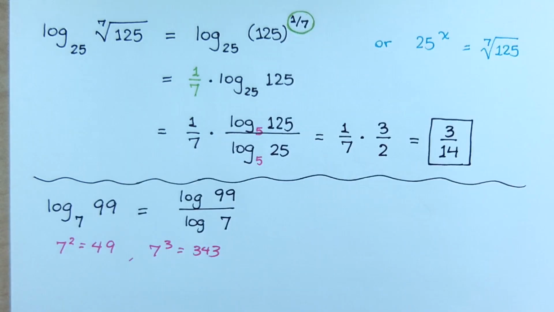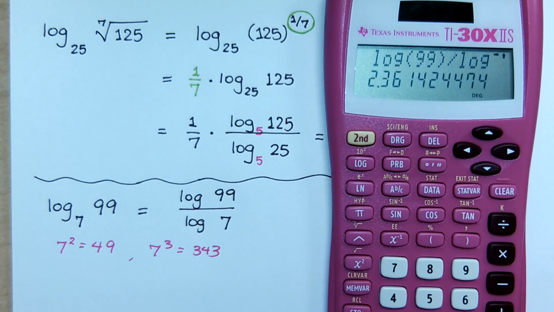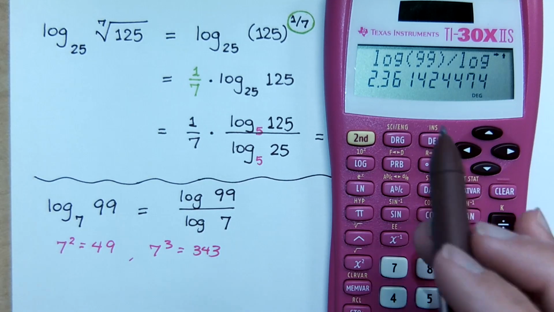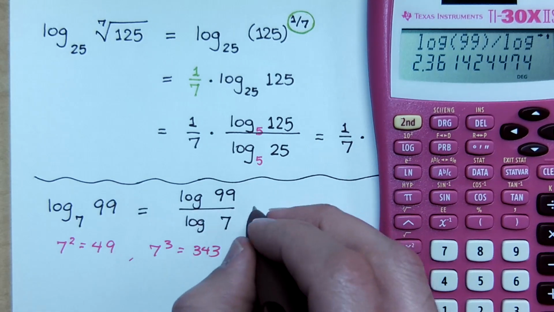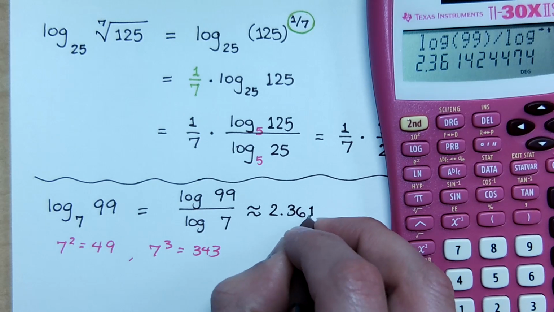Are you getting a number that's between 2 and 3? Is everybody getting a number between 2 and 3? 2.3 6 4 4 7. So we get 2.36. Typically in my math lab, they may say round to 4 decimal places or round to the nearest thousandth. Please make sure that you round correctly. I'm going to say round to the nearest thousandth. That means 3 decimal places, so this is approximately 2.361.